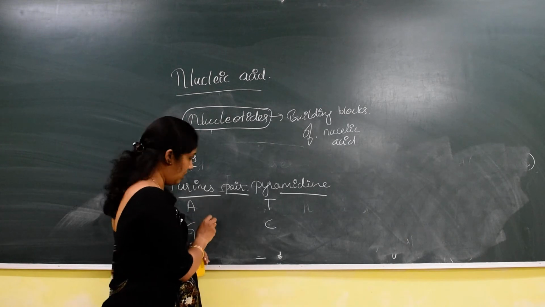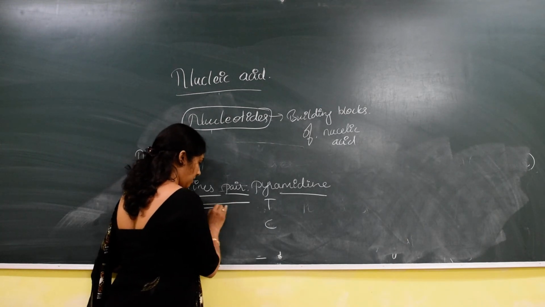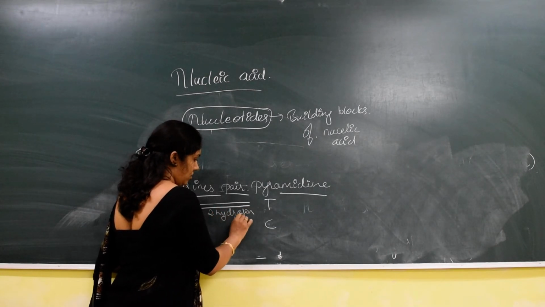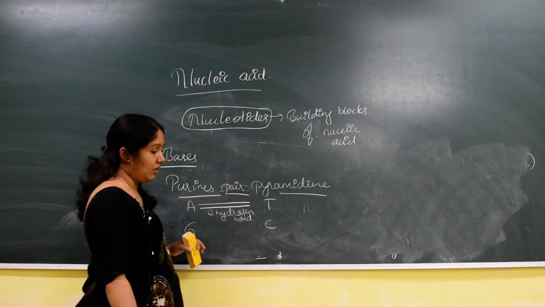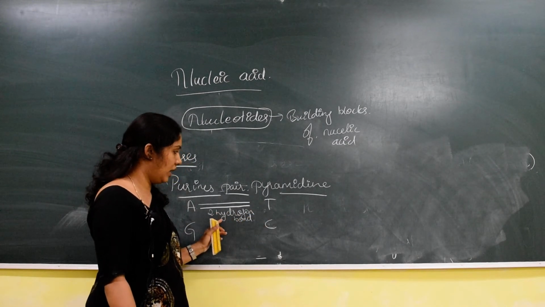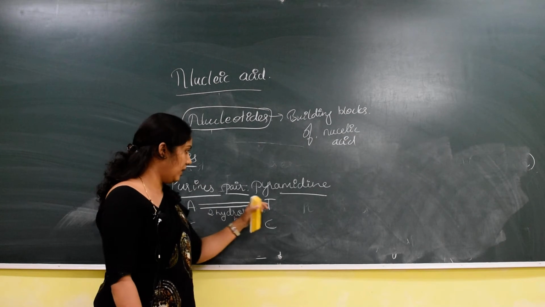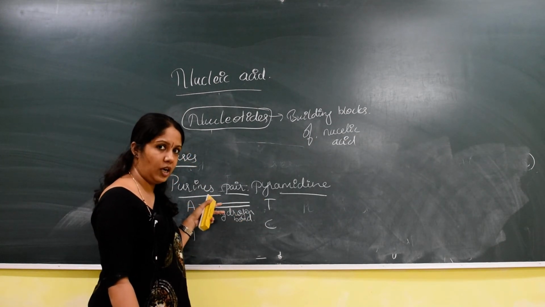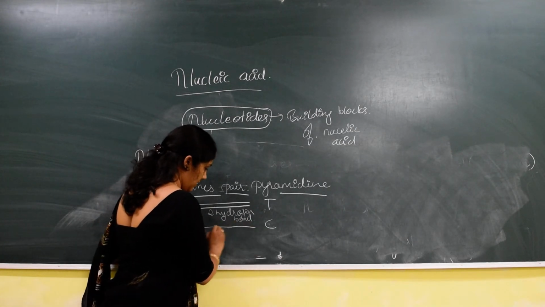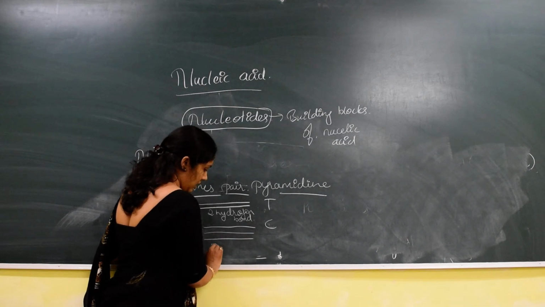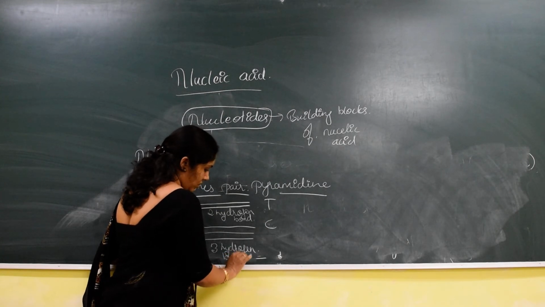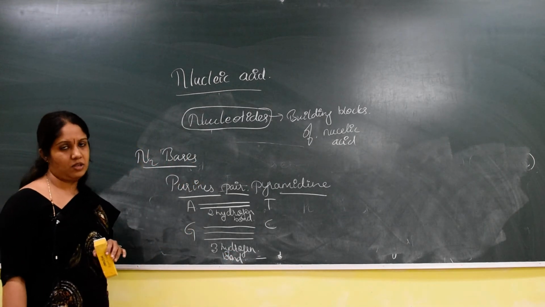Now, what pairs with what? Adenine always pairs with thymine with 2 hydrogen bonds. I mean, in between adenine and thymine we can see a double bond of which type? Hydrogen. Whereas the guanine and cytosine always pair, and we can see 3 hydrogen bonds between the guanine and cytosine.